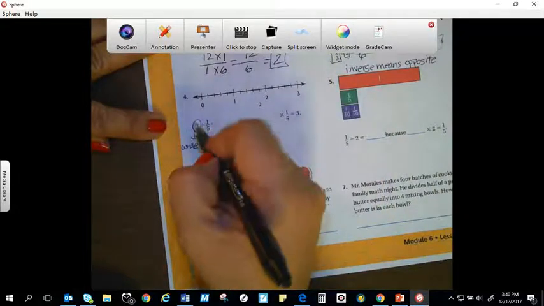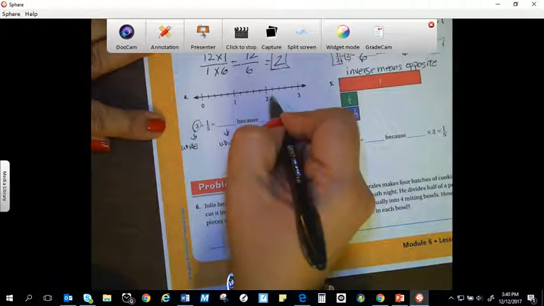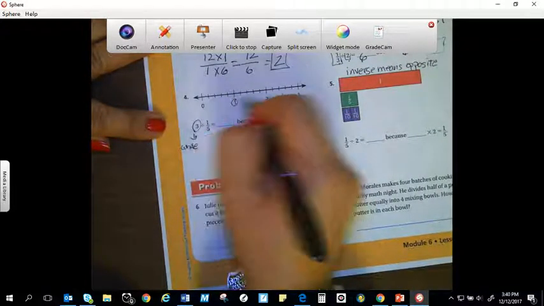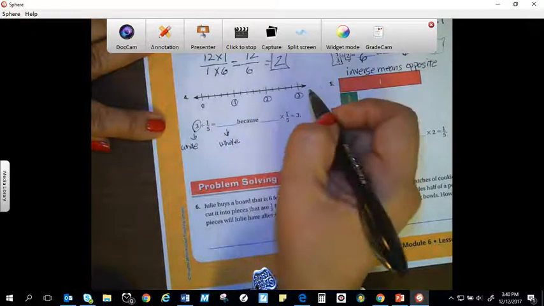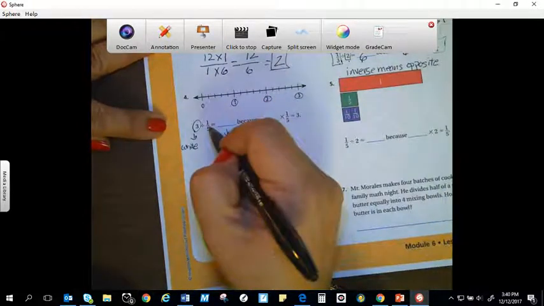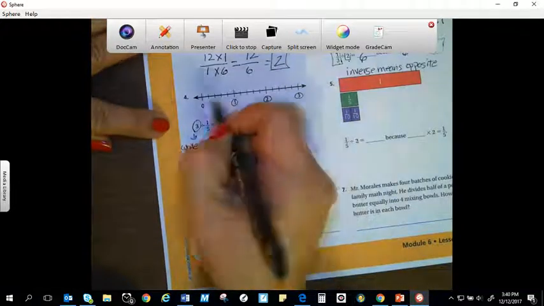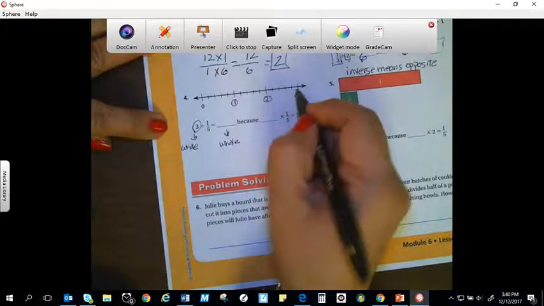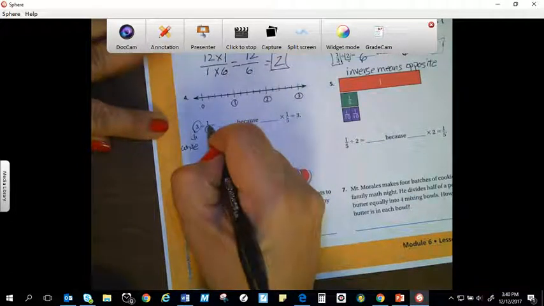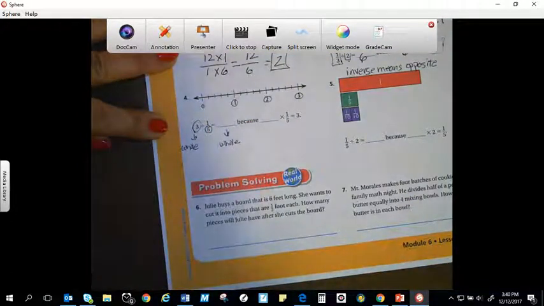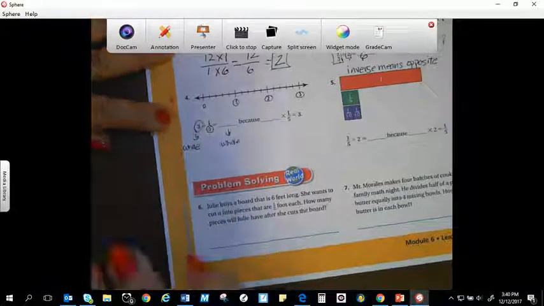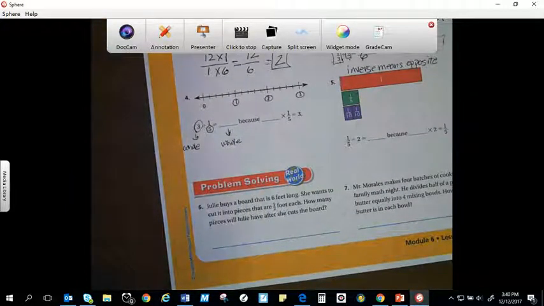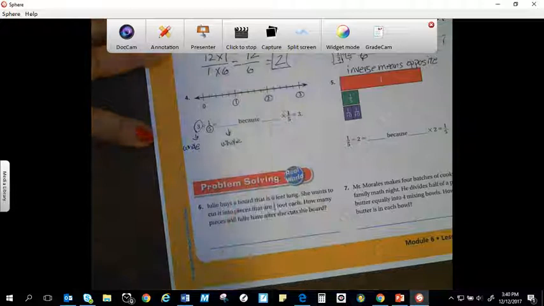So I'm representing on a number line 3 wholes. Here's my 1, my 2, my 3. It said that I needed to divide it into fifths. So I needed to have 5 equal parts here, 5 equal parts here, and 5 equal parts here. Because what dictates how many equal parts I'm going to have? That's right, my denominator. My denominator is going to tell me exactly how many total equal parts I'll have.